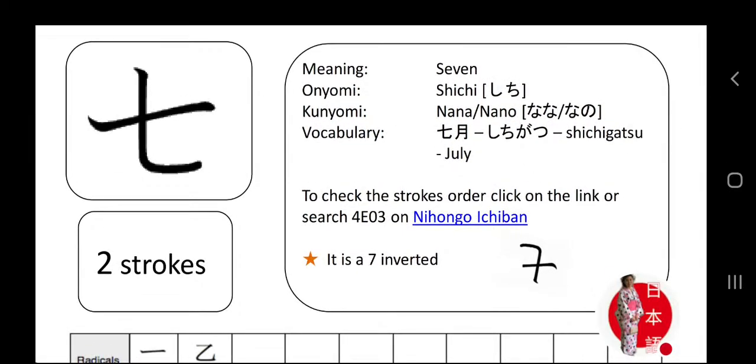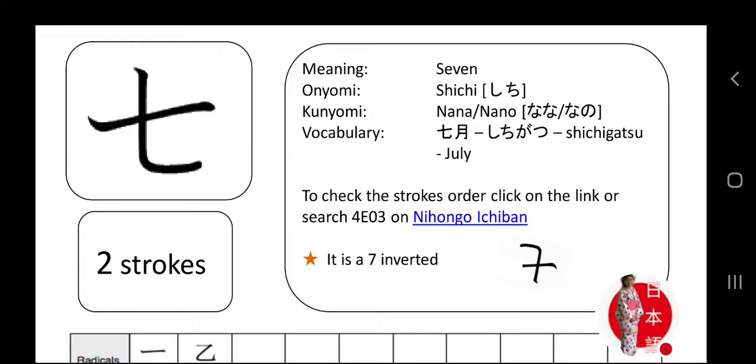As you can see, it is an inverted 7, no? It is a 7 inverted. So this is shichi. Shichi is the Chinese reading. So you call this shichi in the Japanese writing system. And then for kunyomi, we have nana or nano. For the sample vocabulary, we have shichigatsu. Shichigatsu means July. You just need to add the character for month, but of course, we will study that later on. And then we only have 2 strokes for this.